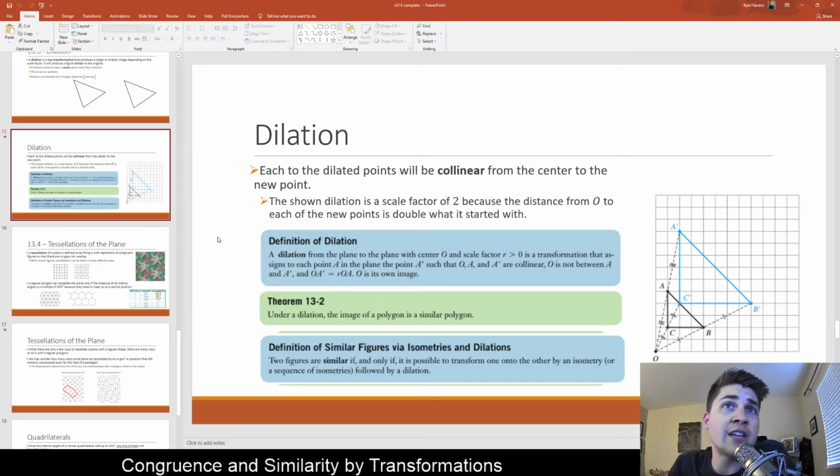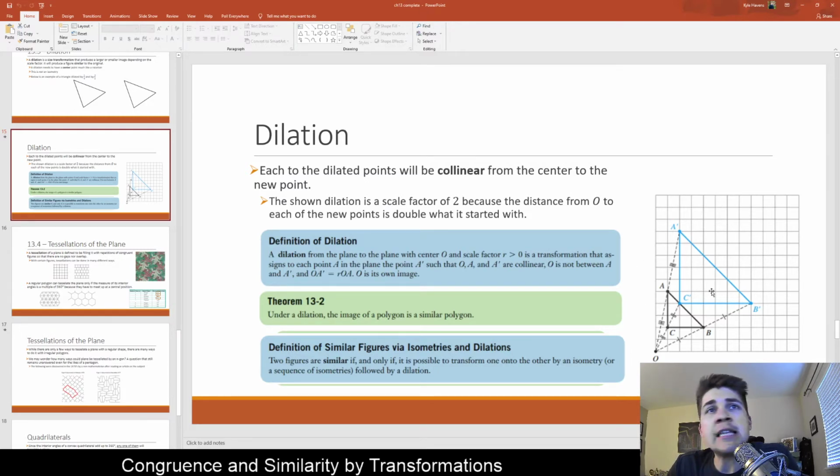And the same is true for dilations. Again, it's kind of like creating a larger or smaller figure. Sometimes we use the phrasing stretching or shrinking, or blowing it up, shrinking it down. All those sorts of things reflect the idea of what a dilation does. But let's go ahead and look at the definition of a dilation.